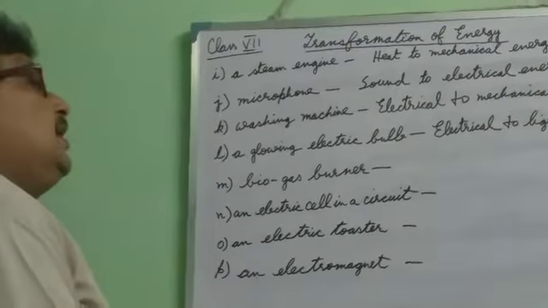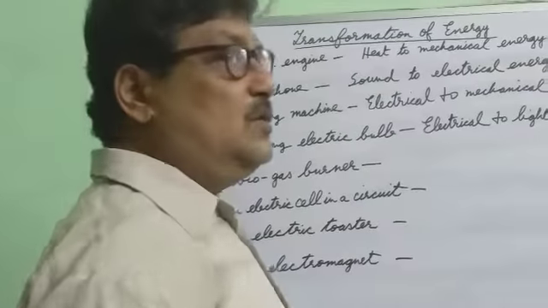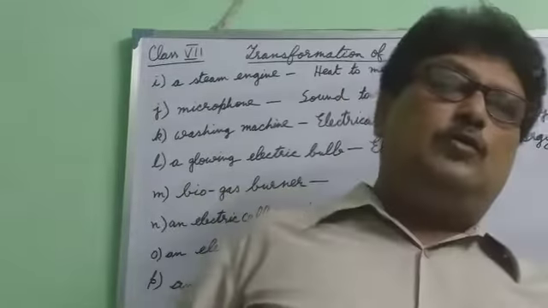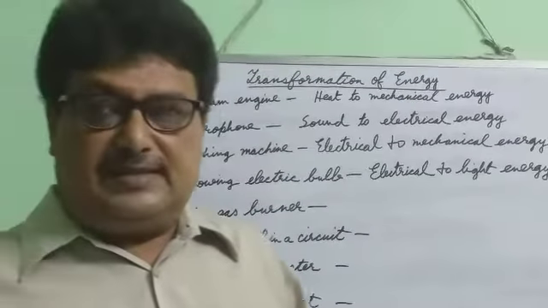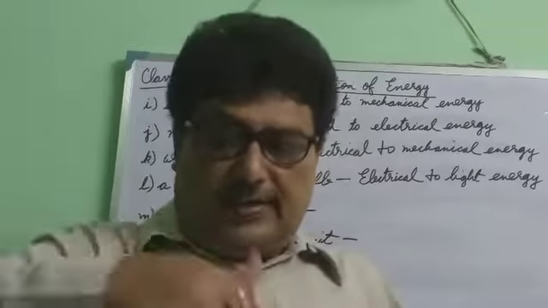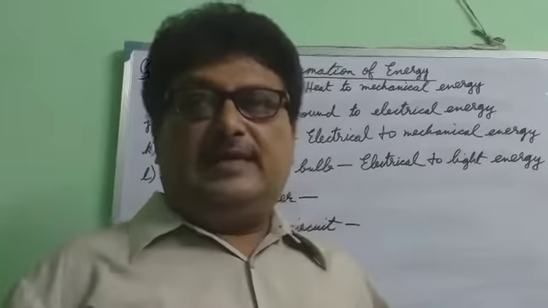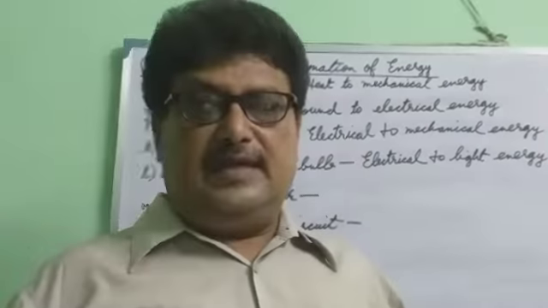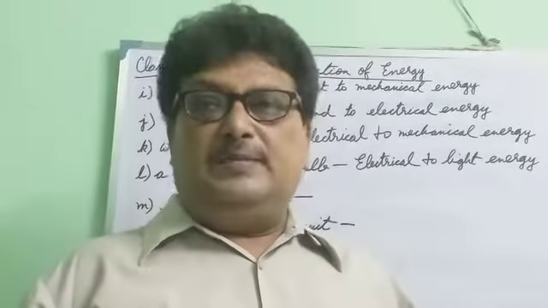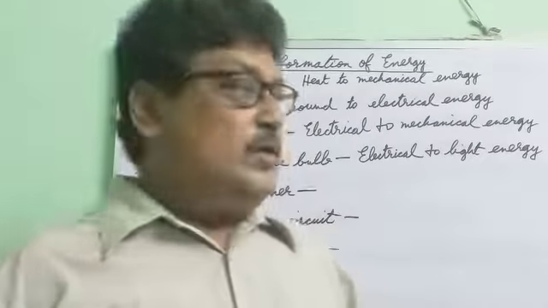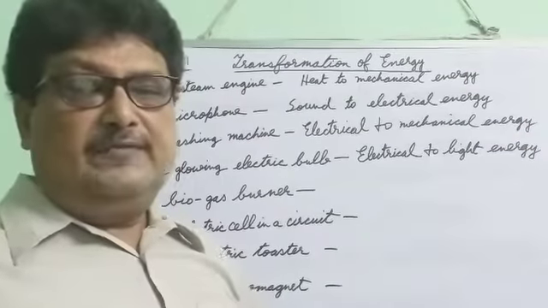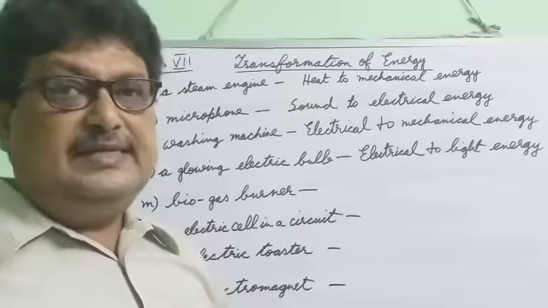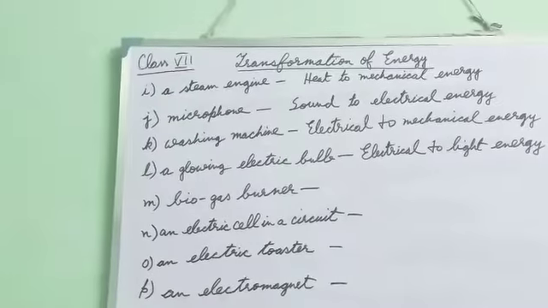Next, biogas burner. Now what is biogas? You know that the leaves and gobar decompose, and then from there a gas is created. That is gobar gas. So when they are decomposing, chemical energy is taking place. So chemical energy is converted to, what are you getting from the burner? You are getting heat. So chemical energy to heat energy.